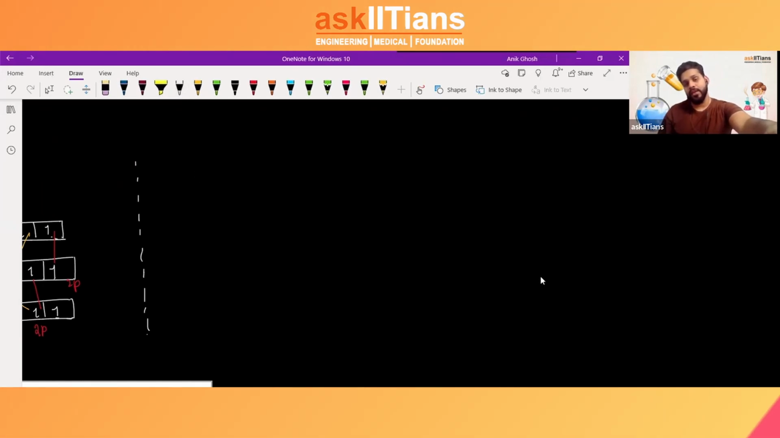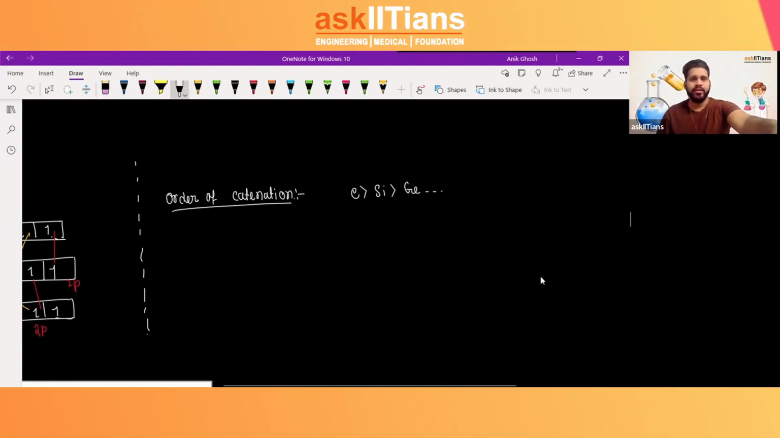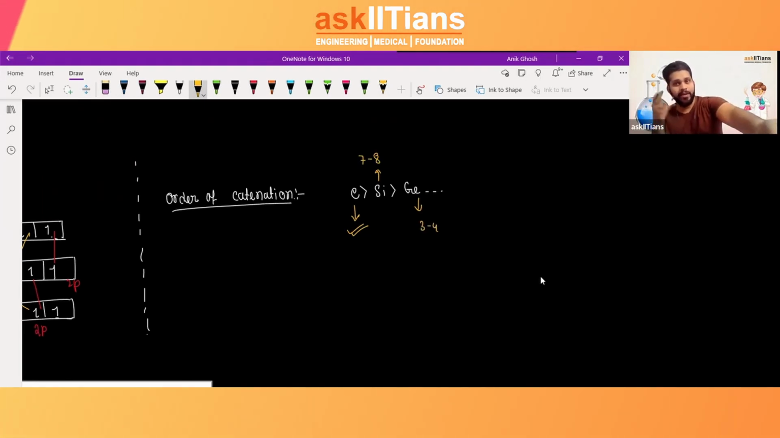So if I have to say the order of catenation, it's like self-linking property, okay guys? Order of catenation, carbon is highest, then silicon, then germanium. Tin and lead don't really catenate. So carbon can go up to multiple values, okay? But silicon can go up to 7 to 8. And germanium can go up to 3 to 4. Carbon can do multiple. That's why carbon is the one who is being talked about all the time, right?